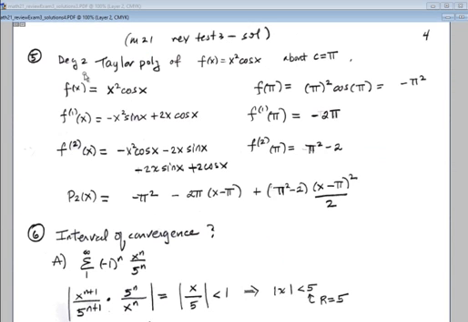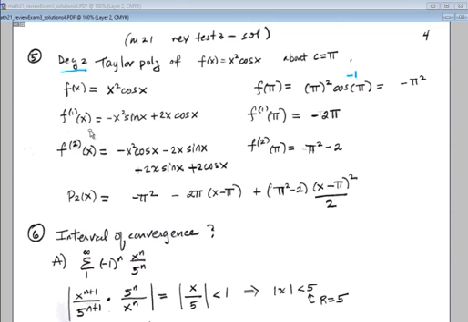Okay, so let's look at number 5. So we want a degree 2, just degree 2, Taylor polynomial of this about c equal pi. So we're going to take the derivative twice, okay, and first starting with the function, substitute in pi. Okay, so here we have pi squared and cosine pi. Now cosine pi is minus 1, so that's minus pi squared.